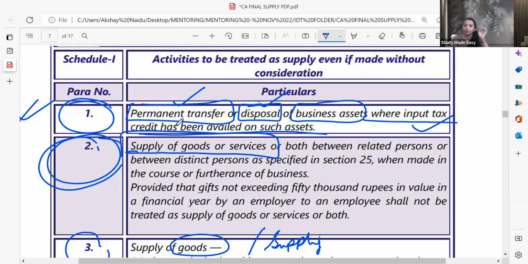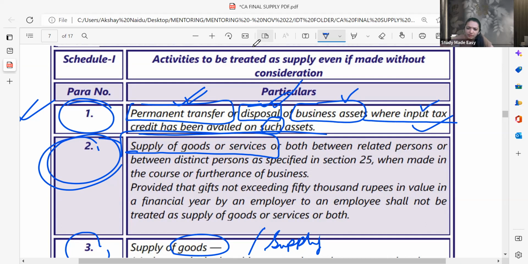Now I have to break these points. First, there is permanent transfer, or disposal, only of business asset, where on that business asset you have claimed ITC. And this word, such, is very important. So simply, if I transfer a business asset permanently, and I have taken ITC, then even without consideration it is deemed as a supply.